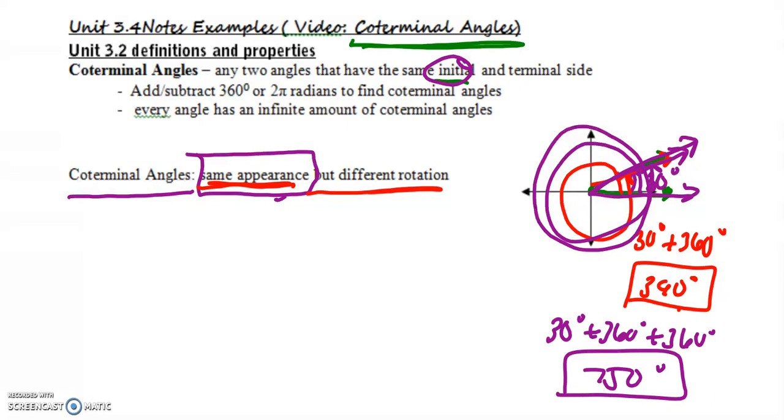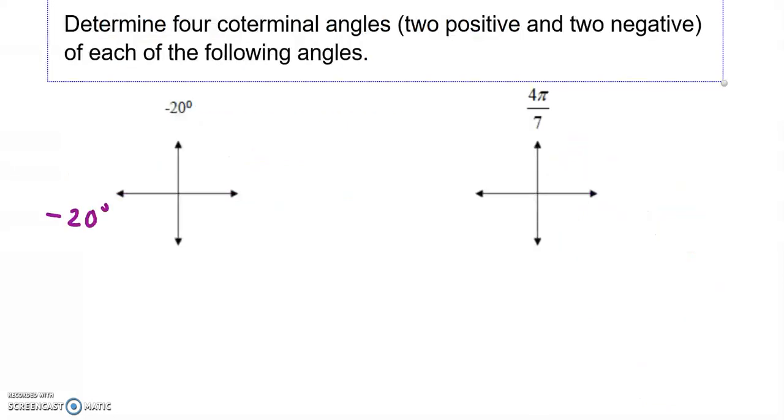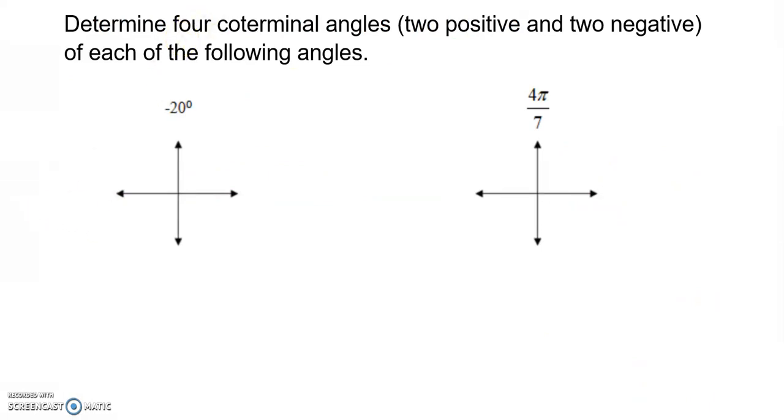With that said, I would like to look at a couple of examples here. So let me erase this. If we wanted to determine four coterminal angles, two positive and two negative based on this angle.